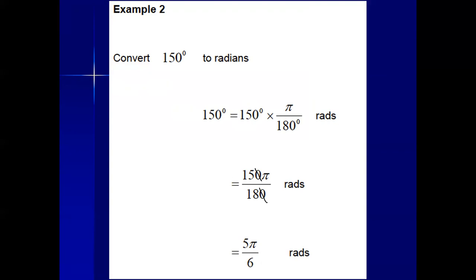So that's the trick that I was telling you earlier on. That means I need to divide both by 3. 15 divided by 3 is 5. 18 divided by 3 is 6. So please don't leave it as 15 pi over 18.